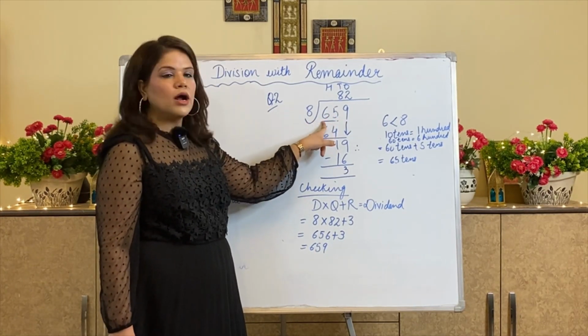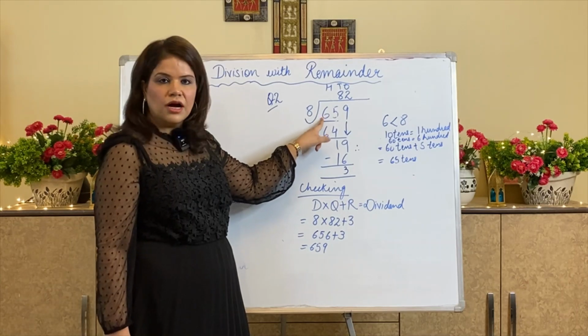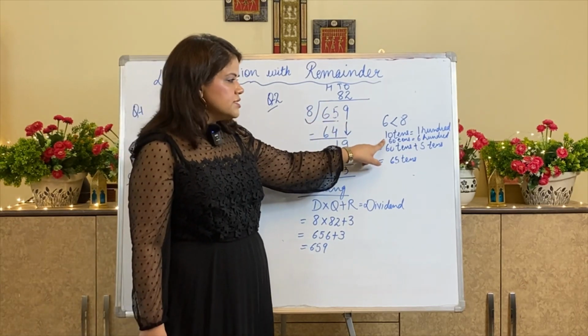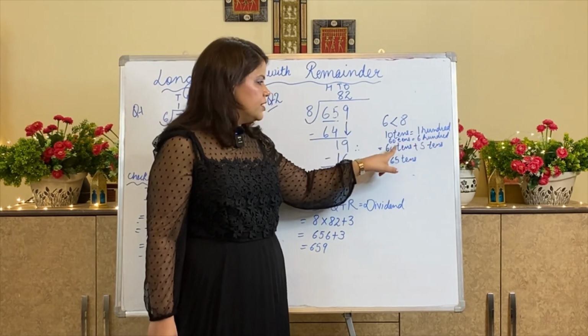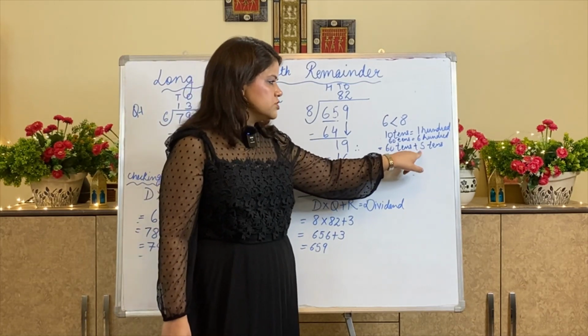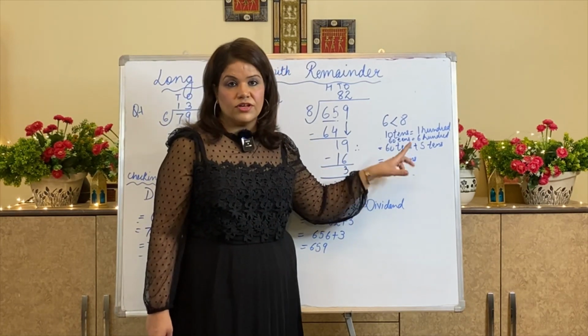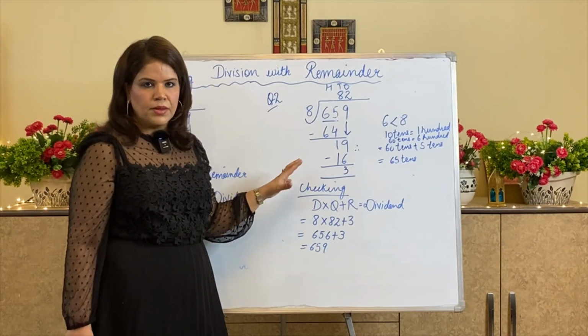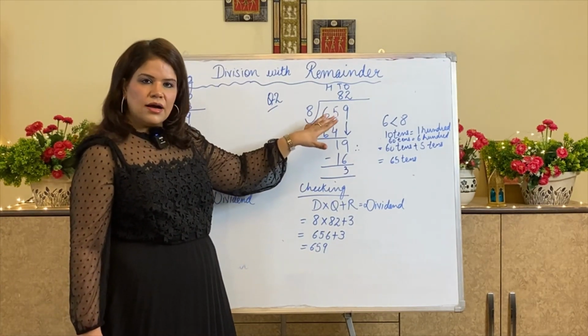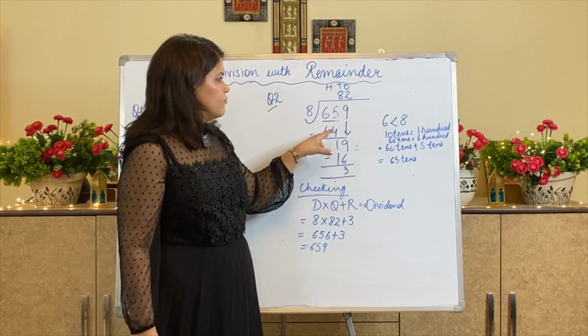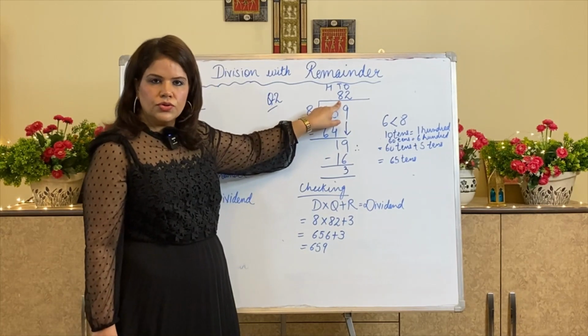Understood? This is no more hundreds. I have converted this 100 into tens. How? 60 tens is equal to 600. So this is 60 tens plus 5 tens, which has become 65 tens. So this is called regrouping. And when we regroup the hundreds into tens, then my quotient will also go to tens.